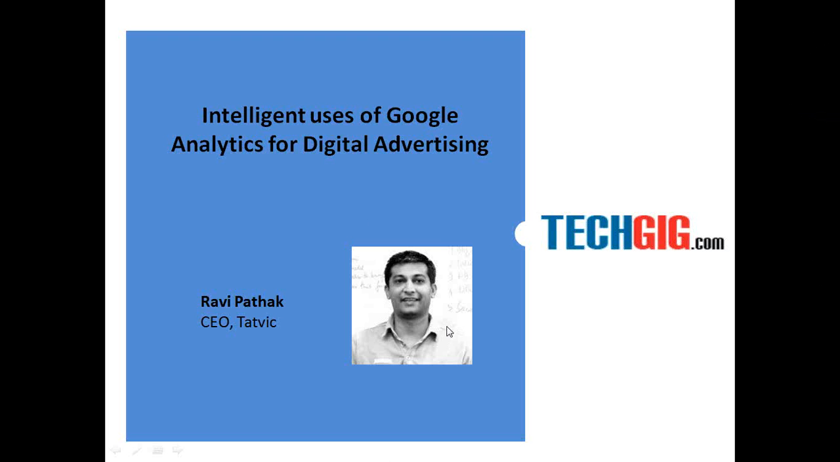The topic for today's session is intelligent uses of Google Analytics for digital advertising. And we have with us today Mr. Ravi Pathak. He is the CEO of Techgig. Ravi is a veteran in web analytics. He has worked intensively on Omniture and Google Analytics in order to help clients generate value out of the web analytics data.